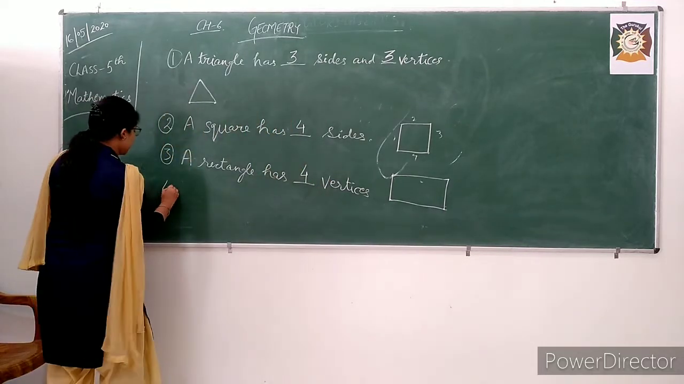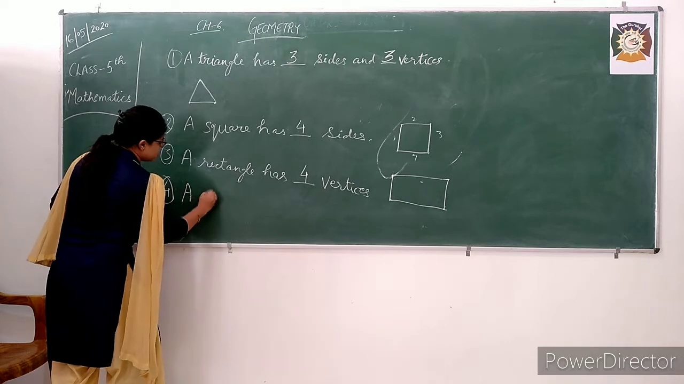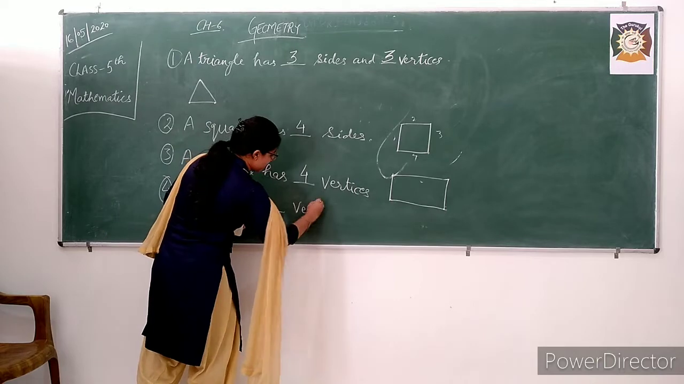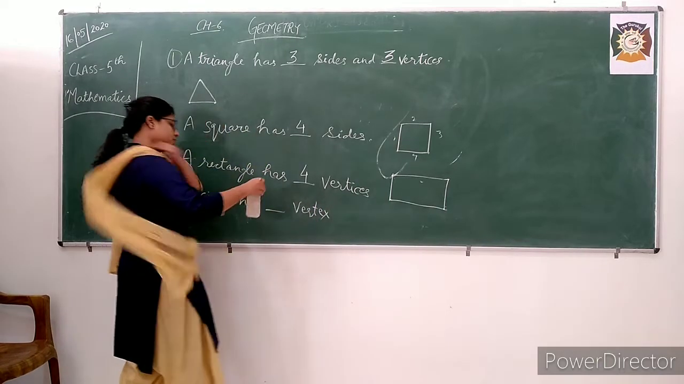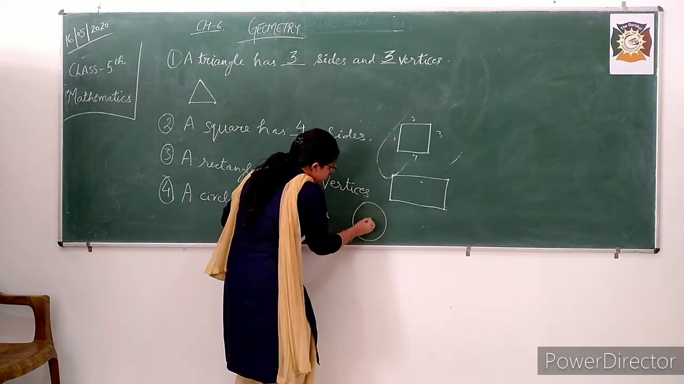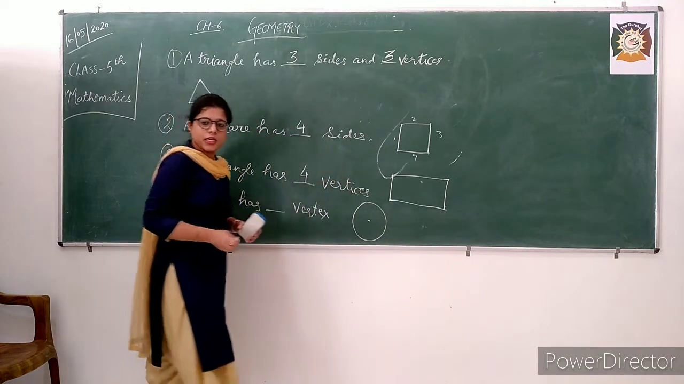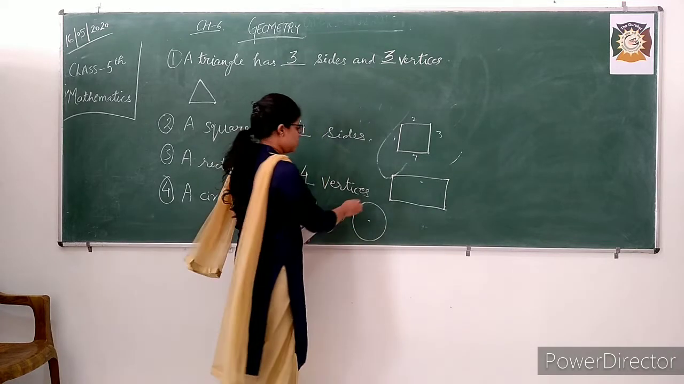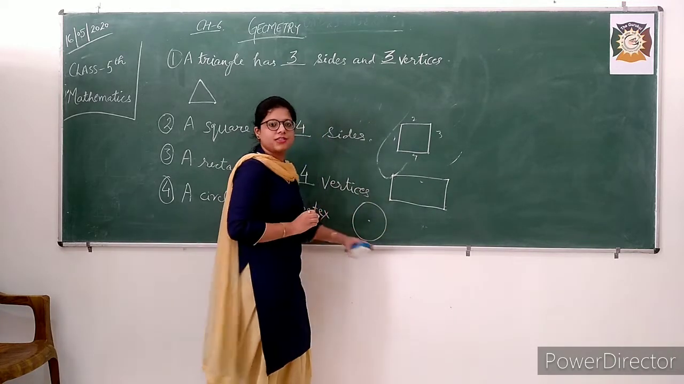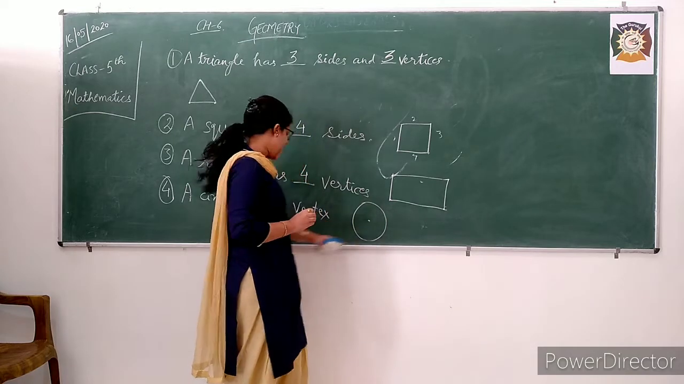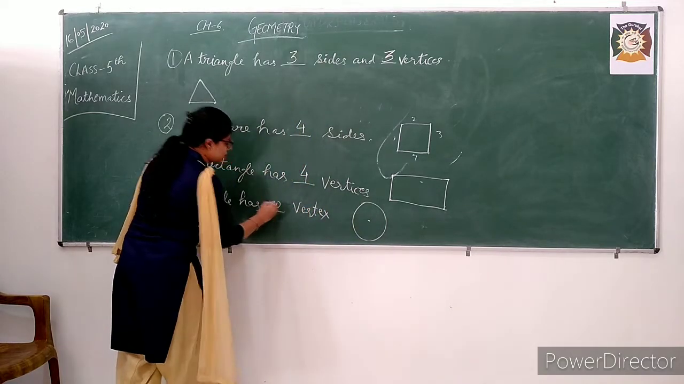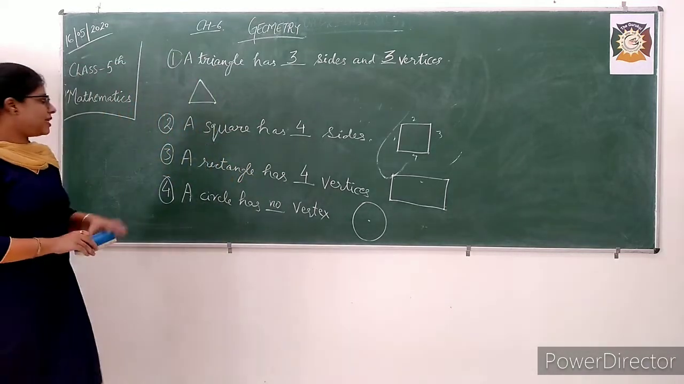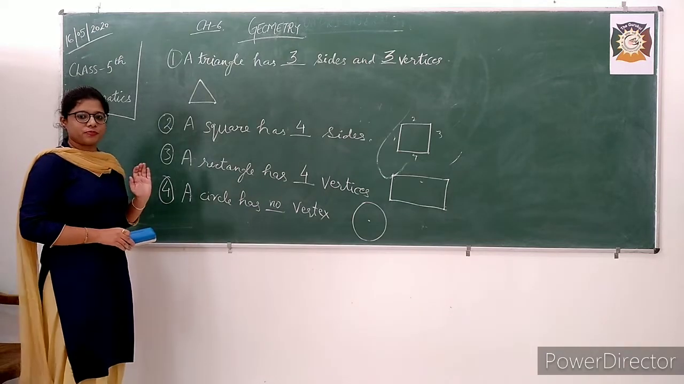Next is, a circle has dash vertex. So let us draw a circle now. Circle is like this, with circular shape. So now you see, does it have any corner or vertex? You cannot see any corner in this figure. Therefore, it has no vertex. Okay, students? Now let's move to the next question. Please pause the video, note it down carefully.